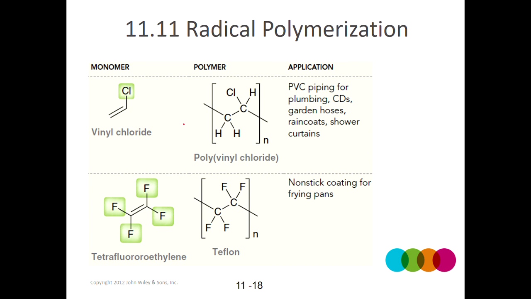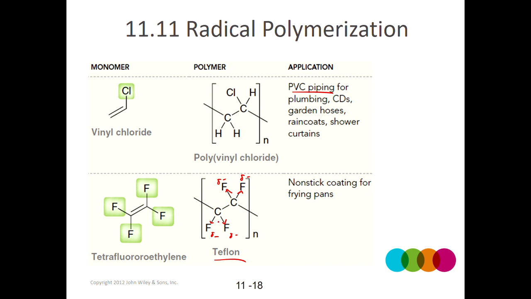Polyvinyl chloride is very common, especially for piping. If I replace all the hydrogens with fluorines, I make Teflon. And so here, the electrons are so strongly attracted to the fluorine, and the whole surface has the same charge. It doesn't form very strong intermolecular attractions.